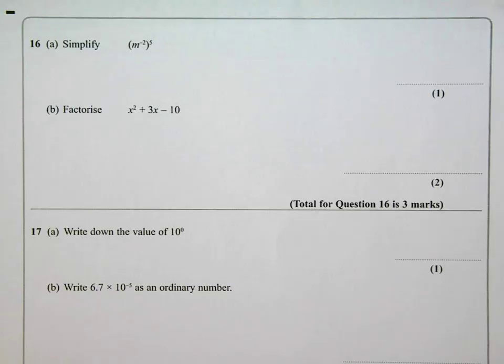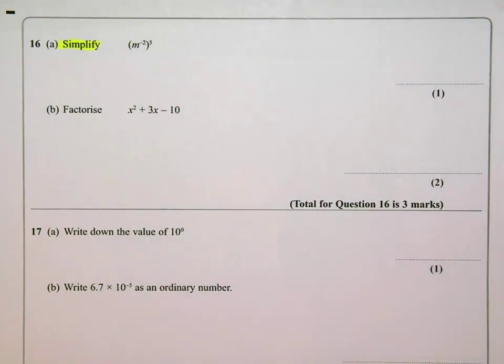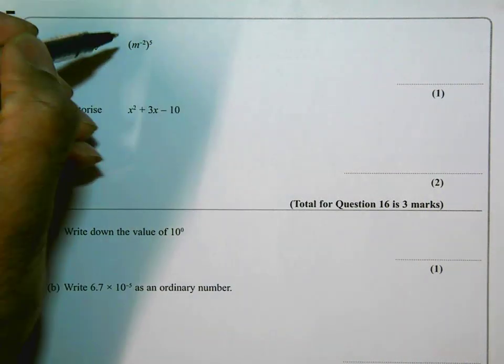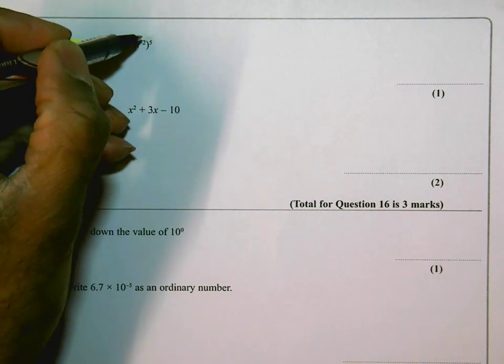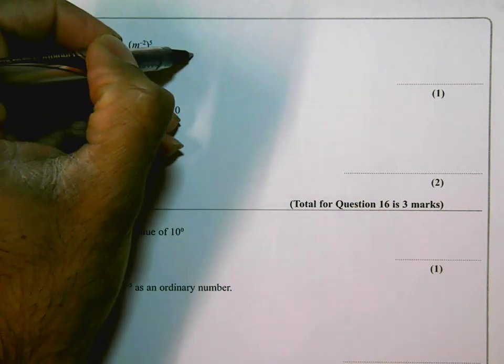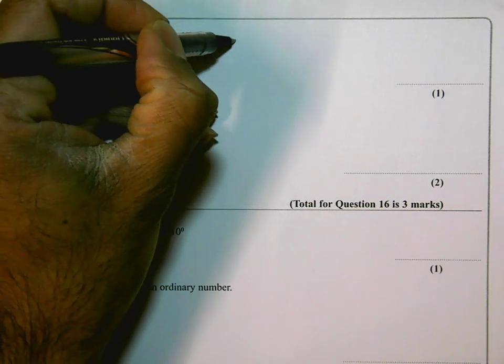Okay, here's question 16 on the higher non-calculator paper. Part A says simplify. Now, this is one of the rules of indices. When you have something to a power, all to a power, you need to times the powers together. So this is going to be m to the power of minus 2 times 5.